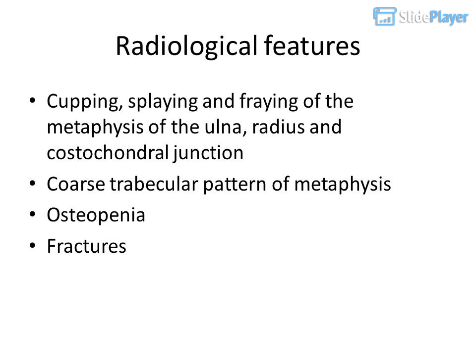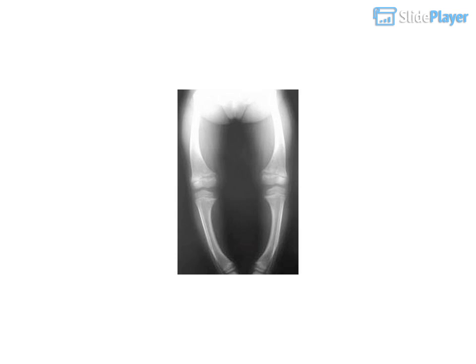Radiological features: cupping, splaying and fraying of the metaphysis of the ulna, radius and costochondral junction. Coarse trabecular pattern of metaphysis. Osteopenia. Fractures.